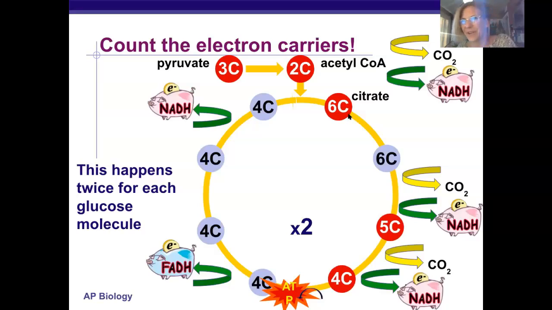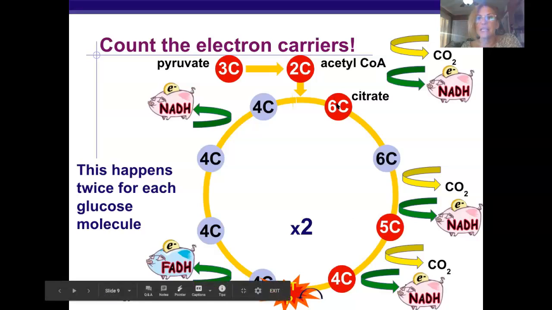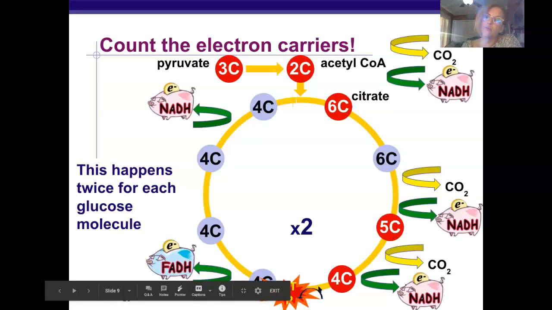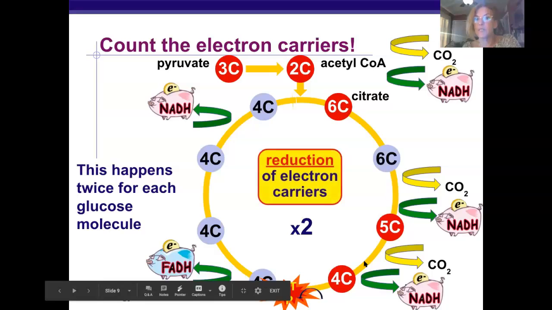I said CO2 going in because I was talking about the Calvin cycle. Acetyl CoA is our 2-carbon compound. So keep track of the red. Those are the carbons that we started with. So 6 turns into 5. Remember, every time I strip a carbon off, I get CO2 and NADH. 5 goes to 4. Every time I take a carbon off, I get CO2 and NADH, right?